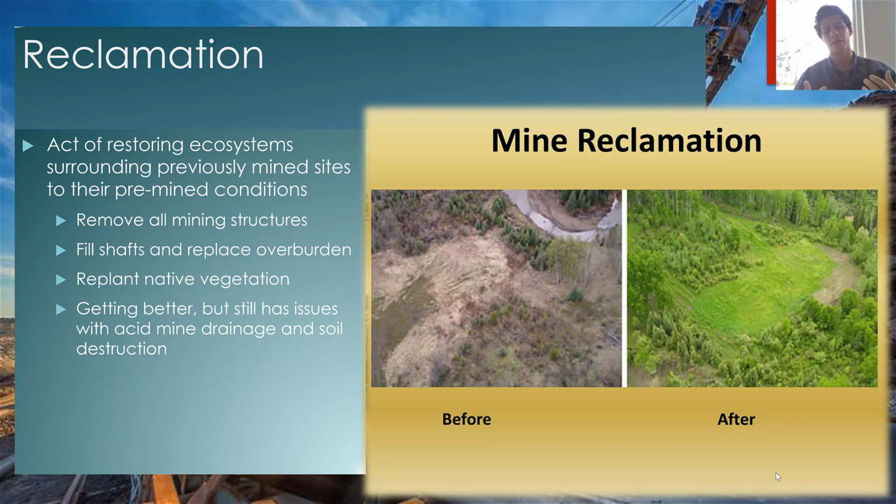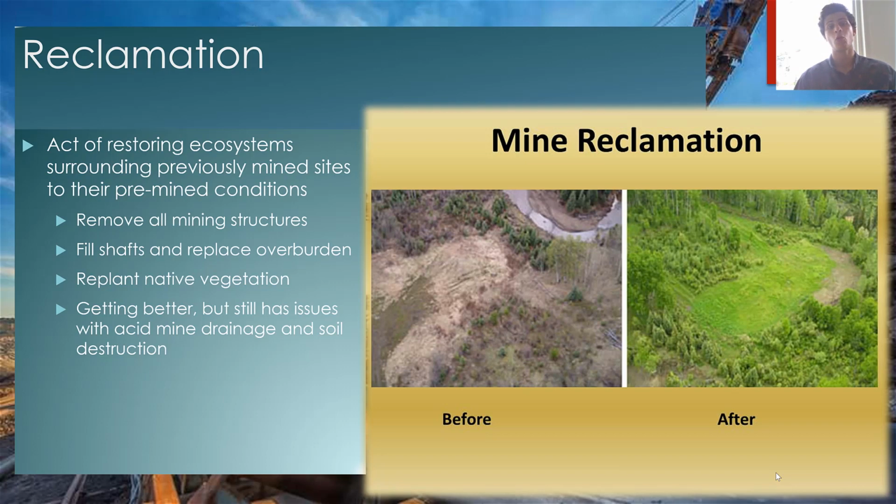And then finally, something that I want to talk about just briefly is something called reclamation. We talked a lot about the ecosystem destruction and impacts related to different mines. So the act of reclamation is essentially the act of restoring ecosystems that have been previously impacted by different mines. And essentially, we are trying to return them to their pre-mine conditions. Basically, here we're going to remove all of the different mining structures. We're going to fill the shafts, and we're going to replace the overburden, so all the material that has been removed from that area.